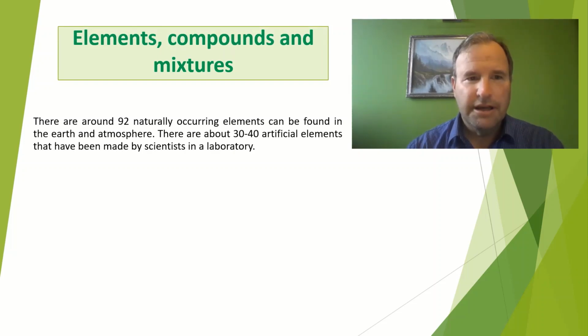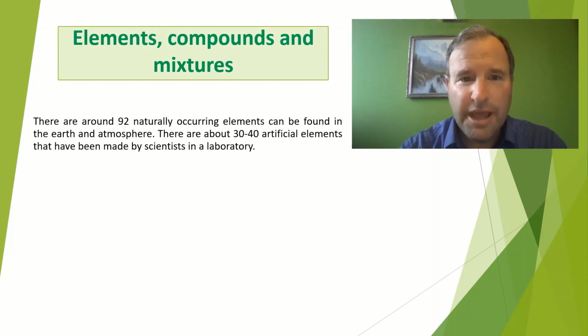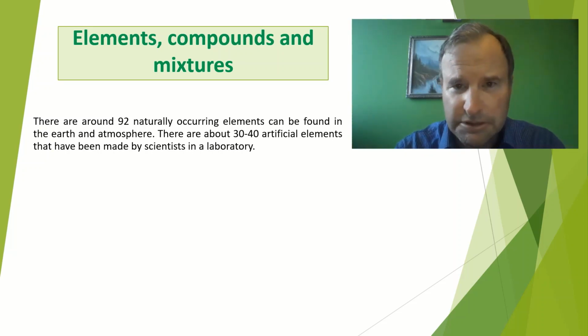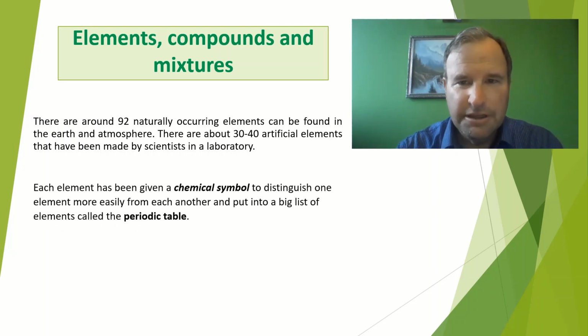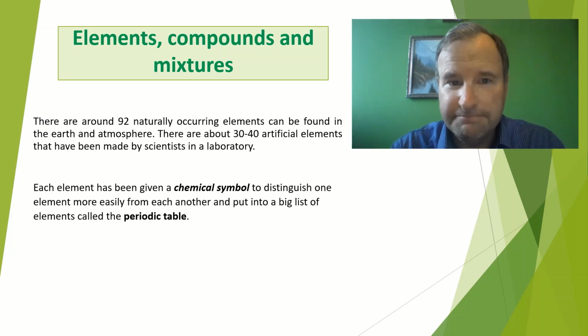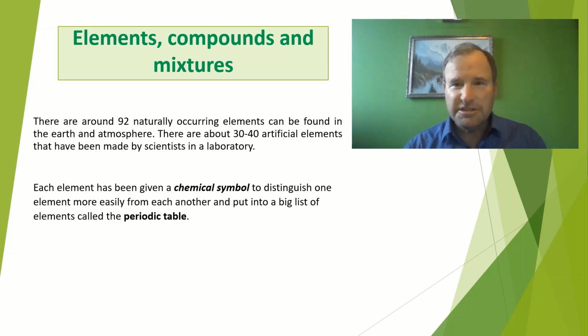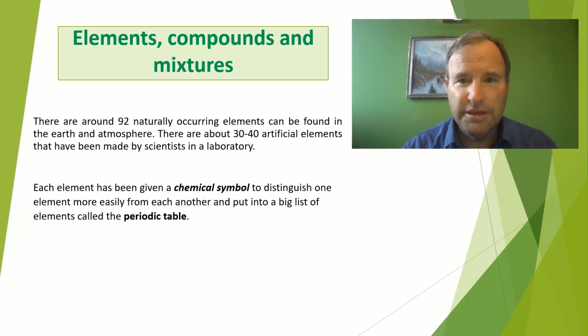Next slide. There are 92 naturally occurring elements found in the periodic table, in the Earth and in the atmosphere. At the present time, there's about 30 to 40 artificial elements that have been made by many scientists in a laboratory. Each element is being given a chemical symbol to distinguish one element more easily from the other. It's put into a big list of elements that we'll show you shortly, called, wait for it, the periodic table.